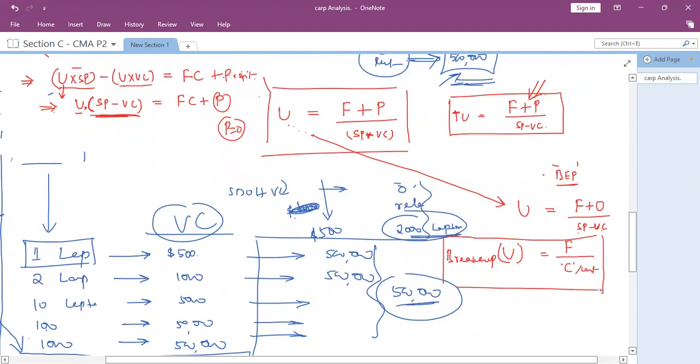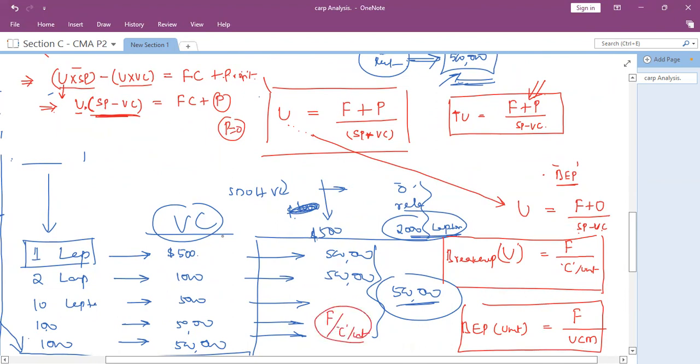Break-even point in units is equal to fixed cost by unit contribution margin, UCM. In India, it is known as contribution per unit. Fixed cost by contribution per unit. Now you cross-check whether it is true or false. What is the fixed cost that we have in our example? 500. What is the selling price per unit? 1,000. What is the variable cost per unit? 500. What is the contribution per unit? 500. So what is the formula?